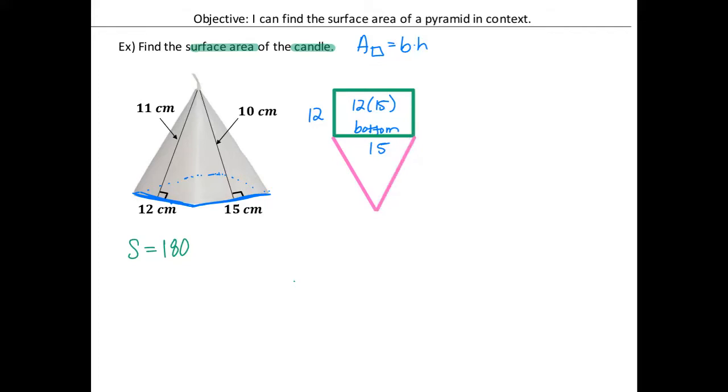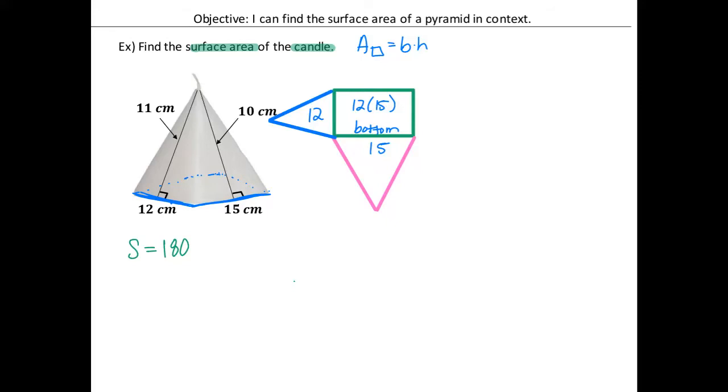So that triangle right there is actually going to be a different size triangle than this one. Notice this triangle over here is different than my pink one, right? Do you guys see that they're going to be two different sizes? Because one has a base of 12 and the other one has a base of 15. So when I draw my triangles, I'm going to have two different triangles, okay?